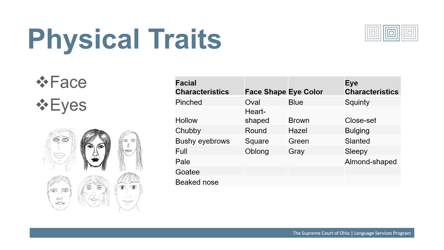If we're talking about face shape, it can be oval, heart-shaped, round, square, oblong. Eye color can be blue, brown, hazel, green, gray. Eye characteristics could be squinty, close-set, bulging, slanted, sleepy, almond-shaped.